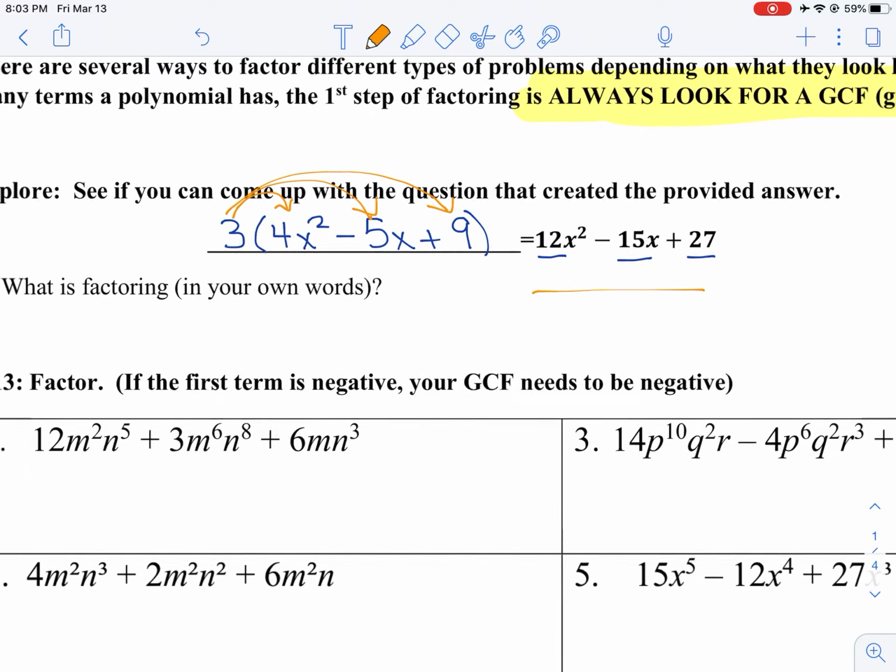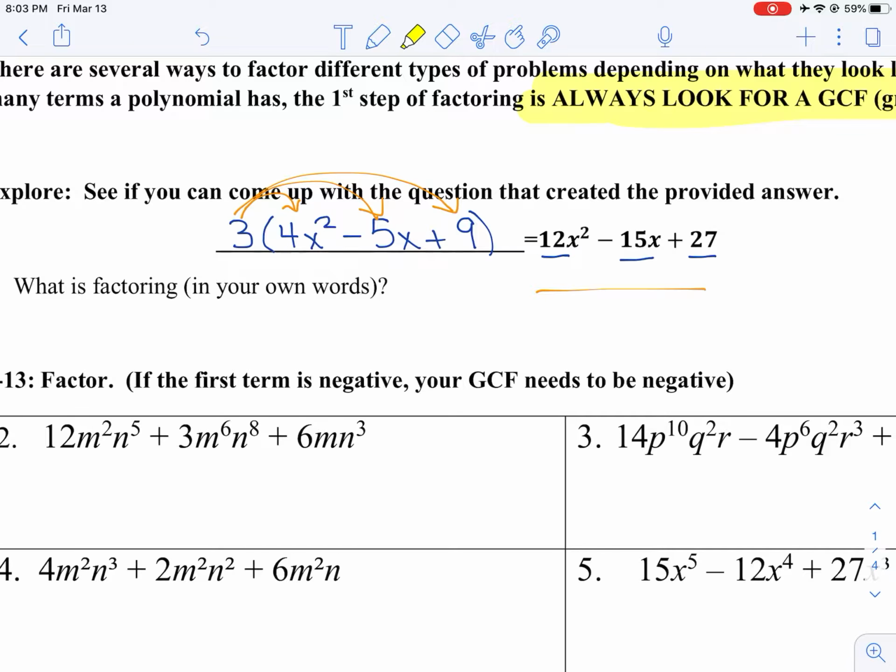And again, when we come down here to do these problems, you will notice it says to take the GCF out, but this is the other thing. If the first term is negative, then we need to take out a negative along with our GCF. So let's do some of these problems.